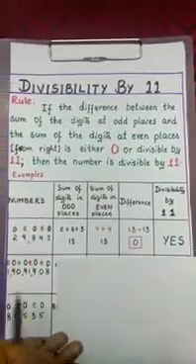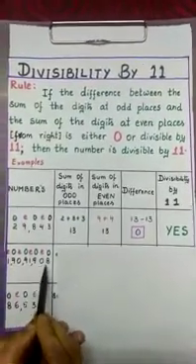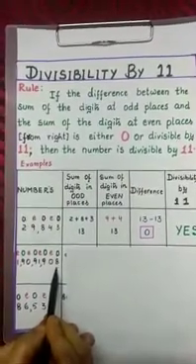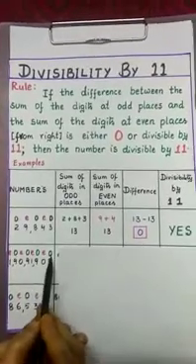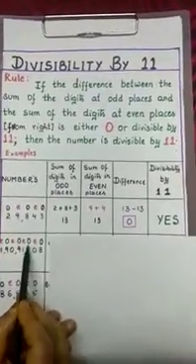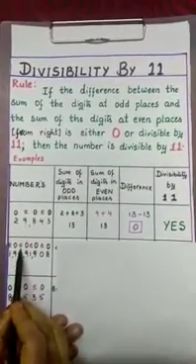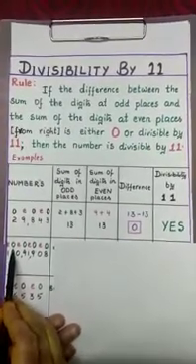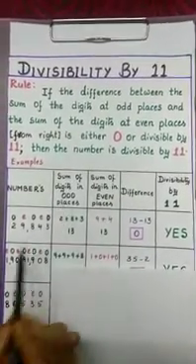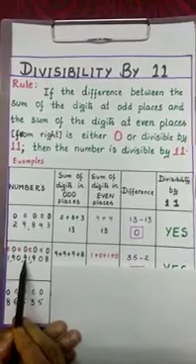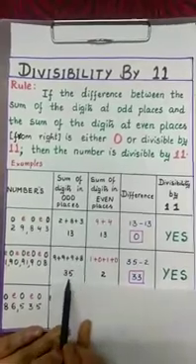Now come to the next example: 1,90,91,908. What's the first thing you have to do? You have to mark the places on top of the digits from right. First place is odd, second place even, third odd, fourth even, fifth odd, sixth even, seventh odd, eighth even. Next we find the sum of digits in odd places: 9 plus 9 plus 9 plus 8. Three 9s are 27, 27 plus 8 is 35.